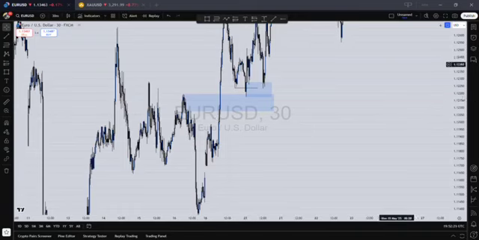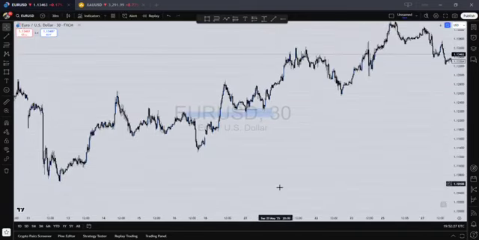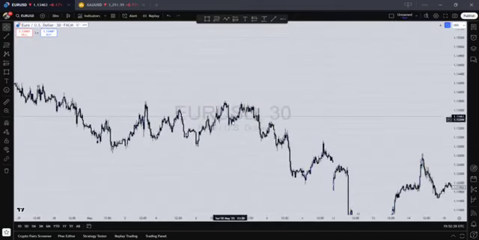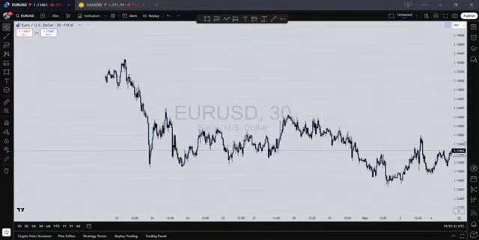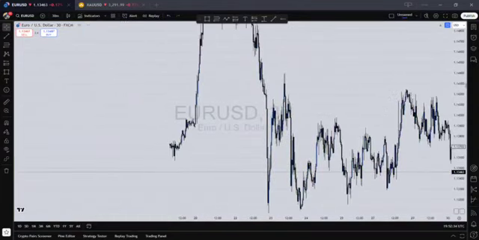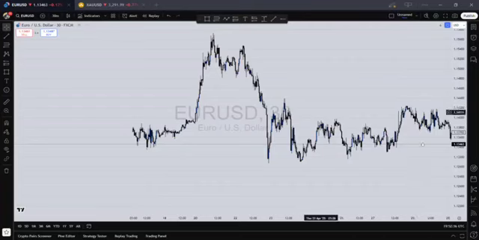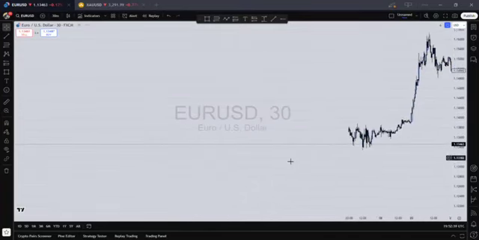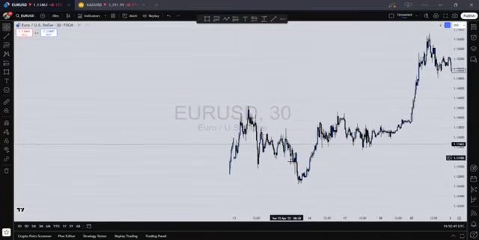Okay, just broken resistance turned to support. If you carry this to Twitter all the time, that's when you will see a lot of it already. Support break, turn resistance; resistance break, turn to support. That's mitigation block. Okay.